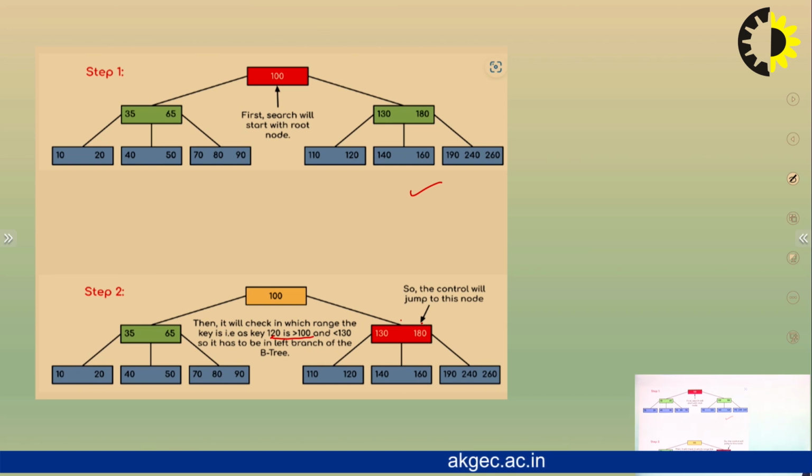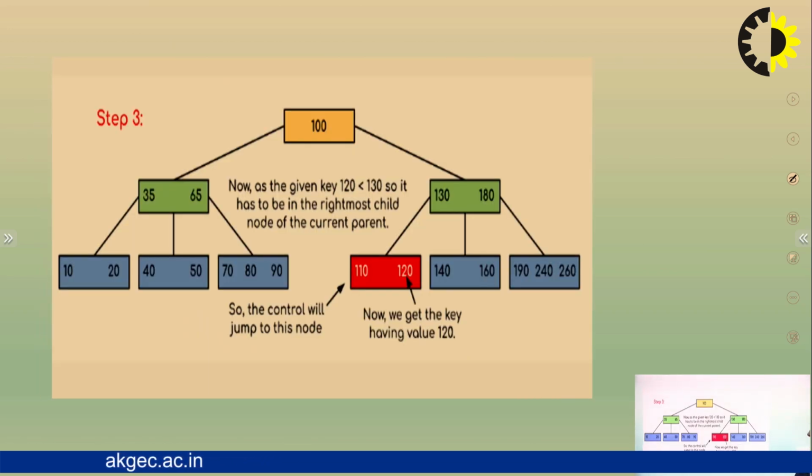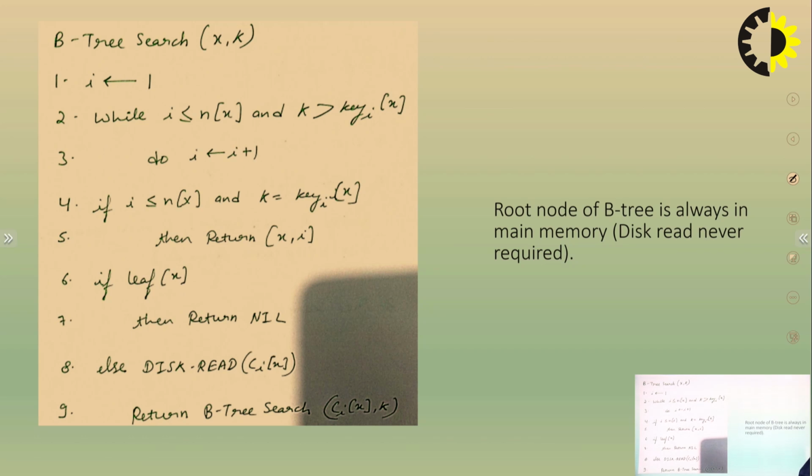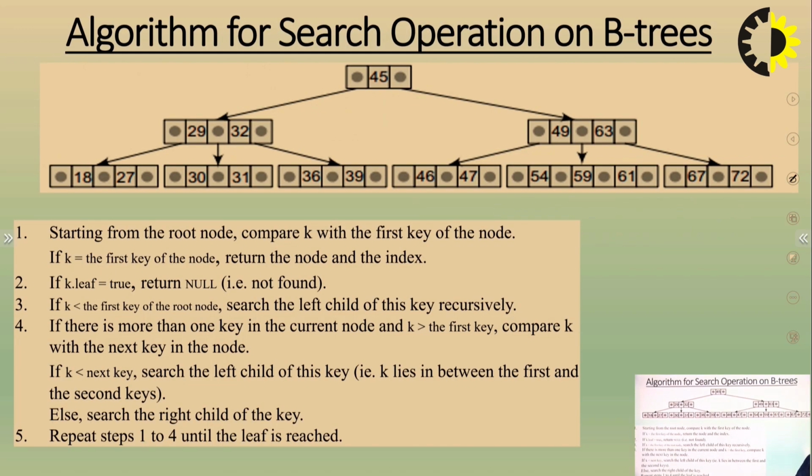Means control will jump to this node. And 120 is less than 130, so it has to be in the left branch of the B-tree. This is the left branch of the B-tree. And finally, in the last step 3, the control will jump to this node, and now we will get the key which has the value 120. This is the final step, and this is the algorithm. You can see here the same as I told you in the example. I have written the algorithm in a proper way here.